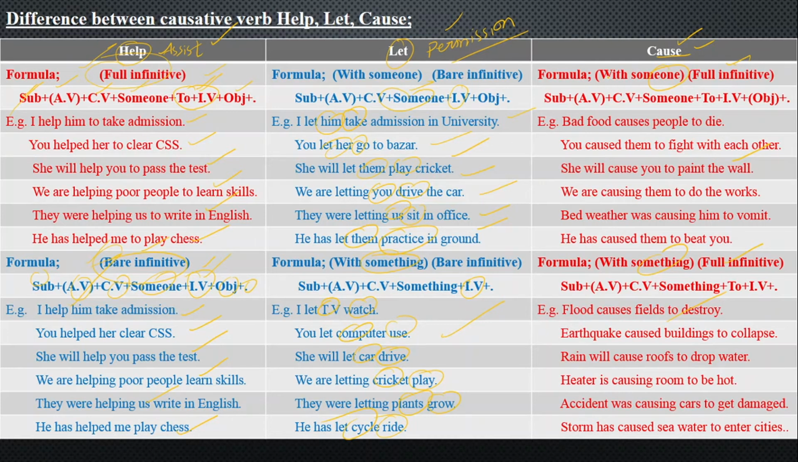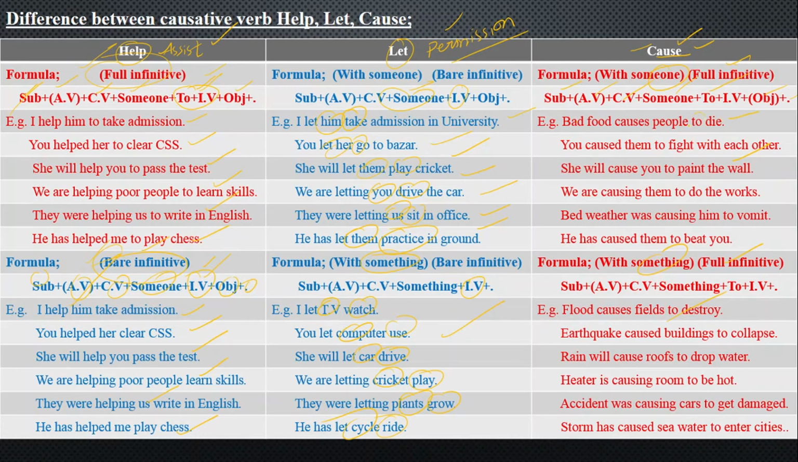Next we have the causative verb cause. It is only used with the full infinitive. I've written it in red. So to plus first form of the verb. Formula, whether it is for person or thing: subject, auxiliary verb, causative verb, someone, to plus first form of the verb. Object is optional, whether you want to use it or not. Object and full stop. Sentences are: bad food causes people to die.